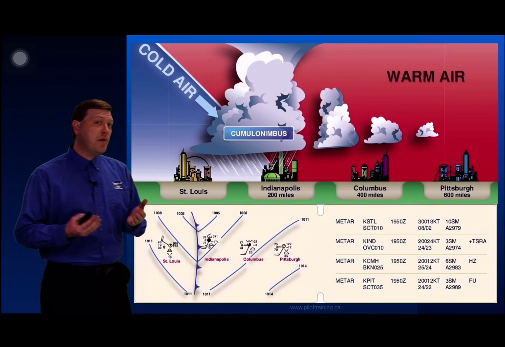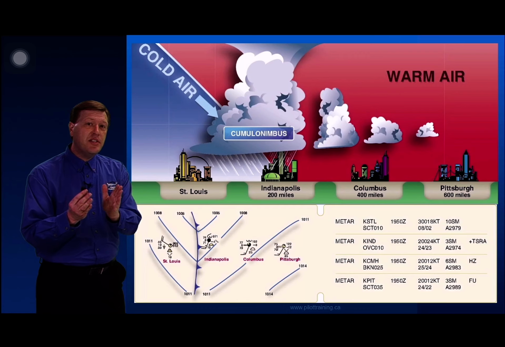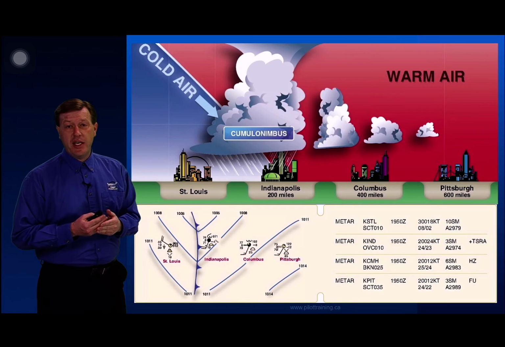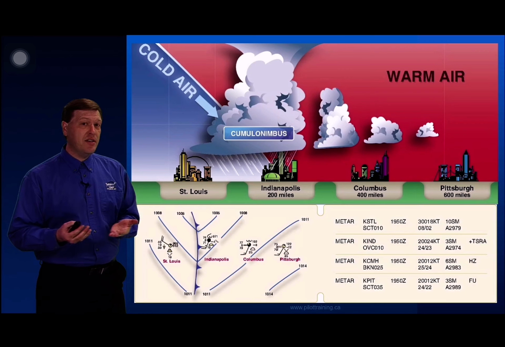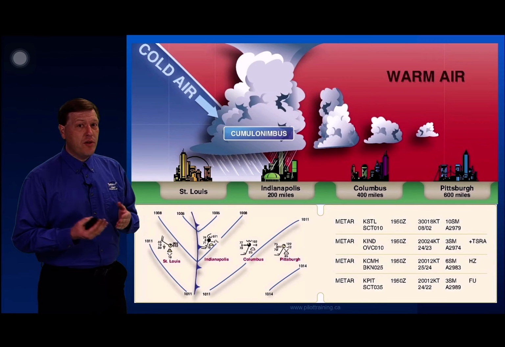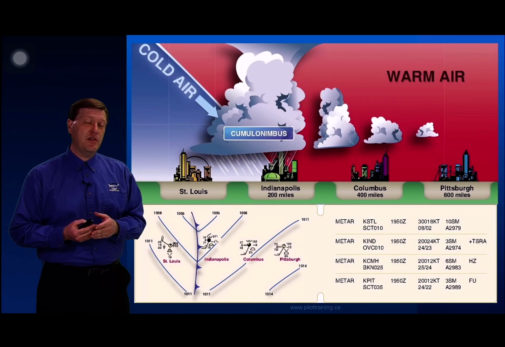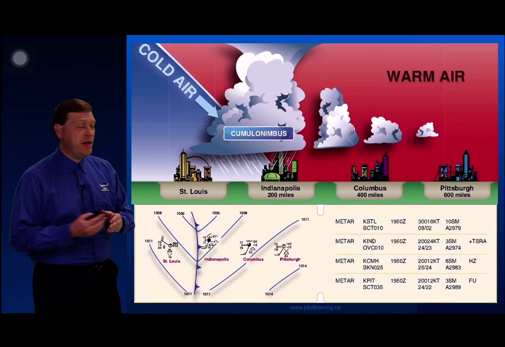Now, the nice thing about cold fronts is, remember, their transition zone, that frontal zone, is small. Typically, it's only about 50 nautical miles, at most 100 maybe. So the weather typically clears up very quickly after a cold front passes. Not always, but quite often.